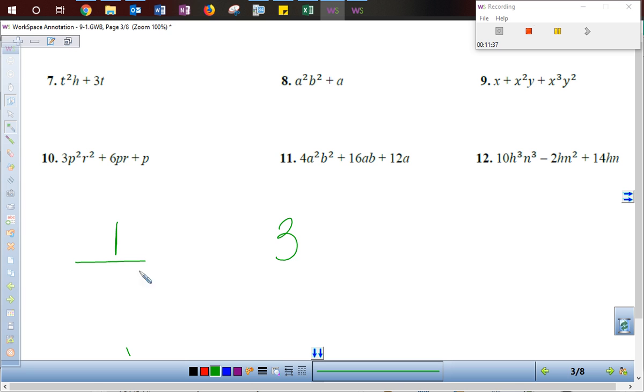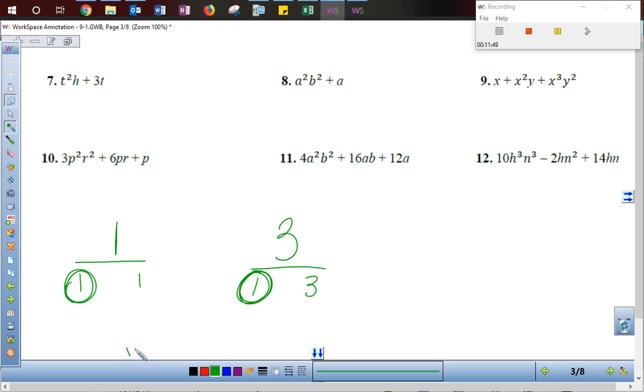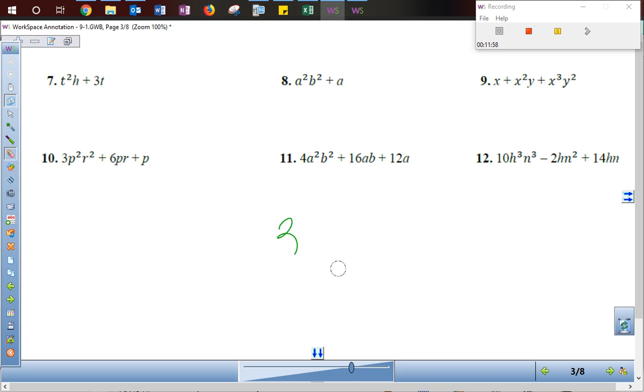Well, if you think about it, the factors of 1 are just 1, and the factors of 3 are 1 and 3. So the greatest common factor of 1 and 3 is just 1. Now you can factor out a 1, but it really won't do much to help or change the numbers. So when the greatest common factor is 1, we say that there is no greatest common factor for the coefficients.